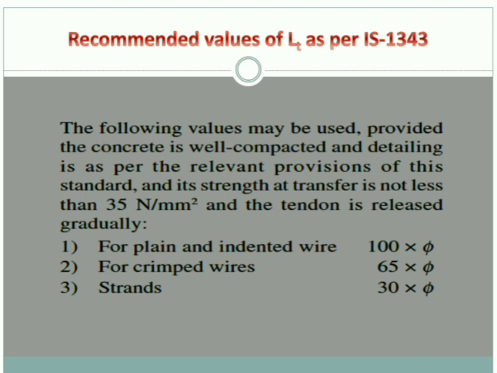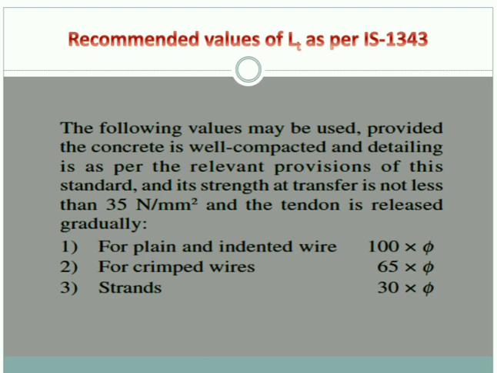Now let us discuss some recommended values of LT, that is the transmission length, as per IS 1343. The following values may be used provided that the concrete is well compacted and detailing is as per the relevant provisions and standards, and strength at the transfer is not less than 35 Newton per mm square. So under these scenarios, LT can be taken as 100 times of the diameter for plain and indented wires. For crimped wires it is 65 times of the diameter, and for strands it is 30 times of the diameter.